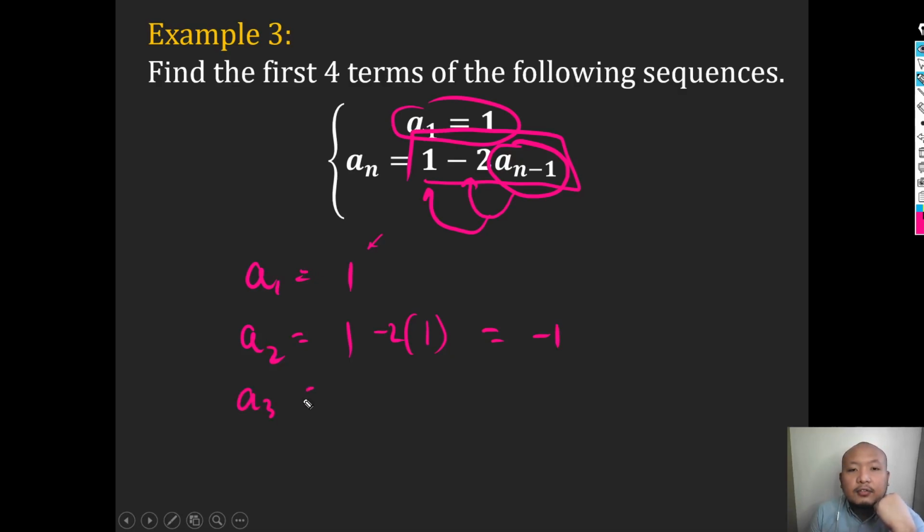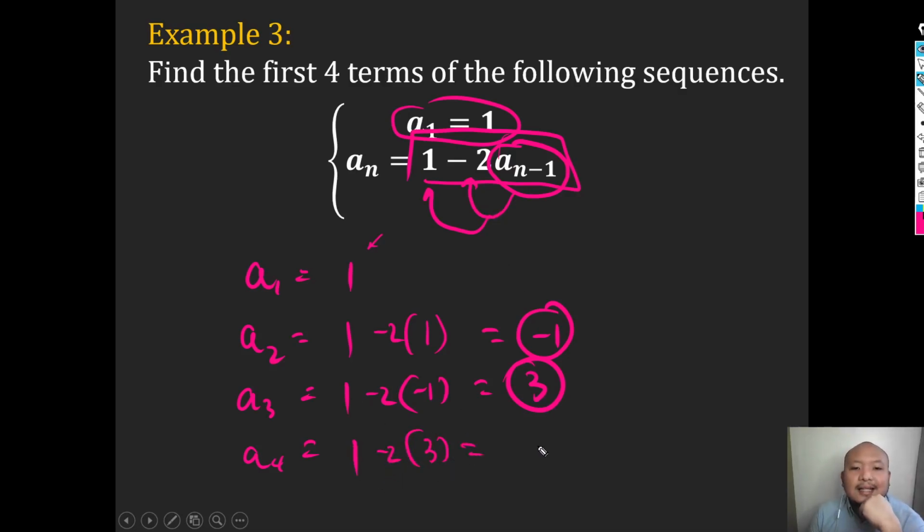Paano pag 3? A sub 3, the third term. Again, I take the previous term, ito. Previous term, multiply that by negative 2, then add 1 at the end. That's gonna be a 1 plus 2, that's a 3. Tama? And then finally, a sub 4. I take the previous term, again, previous term right here, 3. I multiply that by negative 2, then I add 1 at the end. That's a 1 minus 6, that gives me a negative 5.